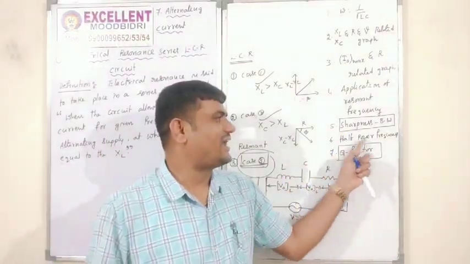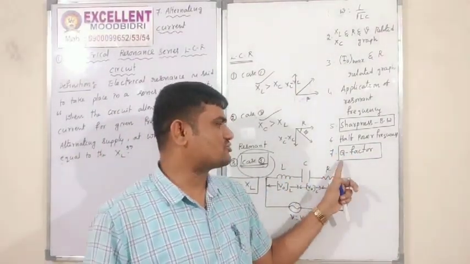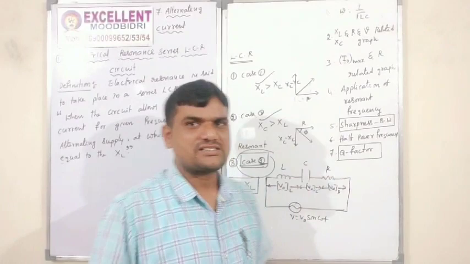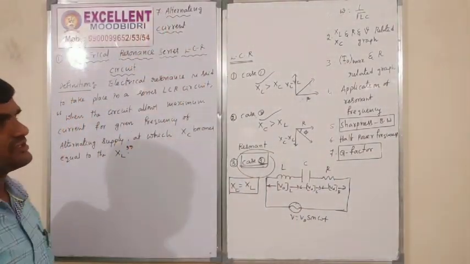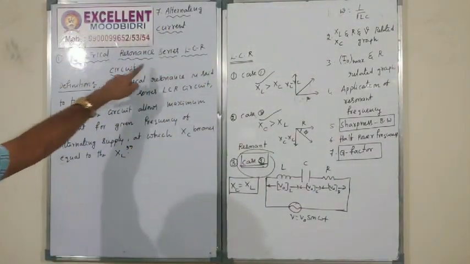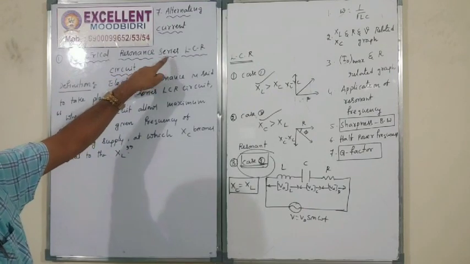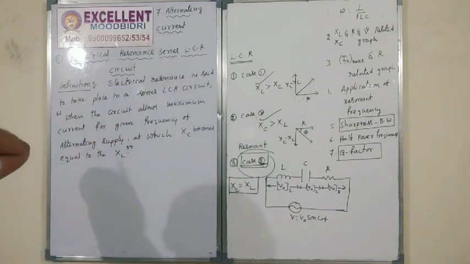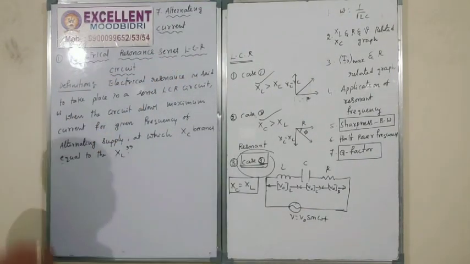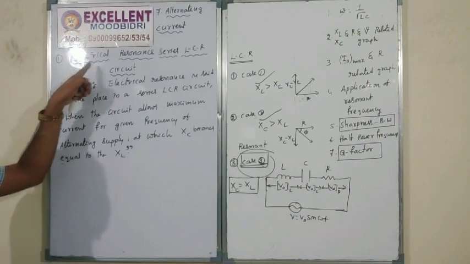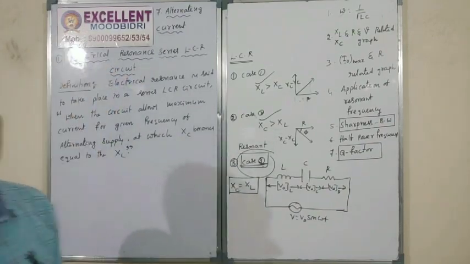Okay, that is the half hour frequencies. Next, the last question is Q factor. There will be a total of 7 topics in this topic. Electrical resonance, series LCR circuit. In the LCR circuit, we will discuss electrical resonance.